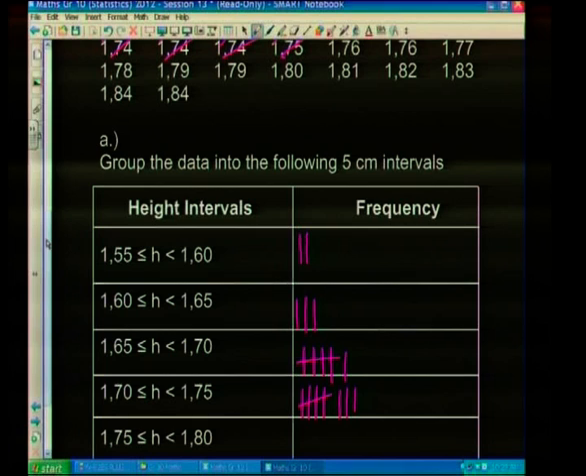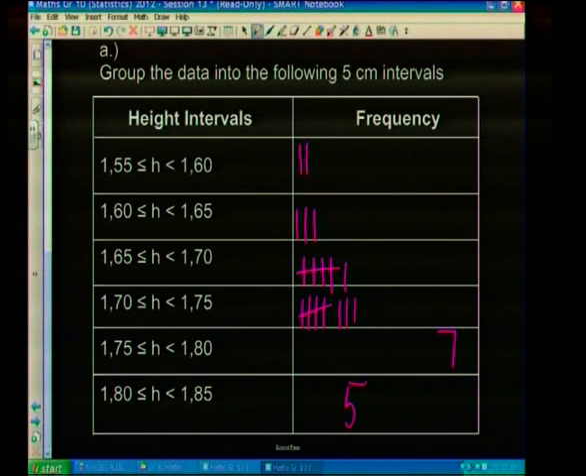176, there's 1, 2, 3, 4, 5, 6, 7 people in here. I'm actually just going to stop the tallies and just do a 7. Let's check that again. 1, 2, 3, 4, 5, 6, 7, and then 1, 2, 3, 4, 5.